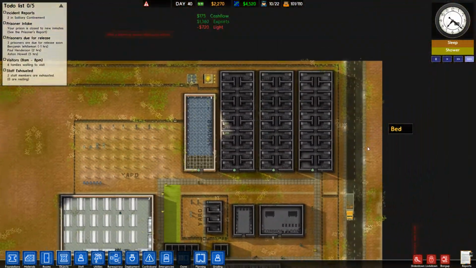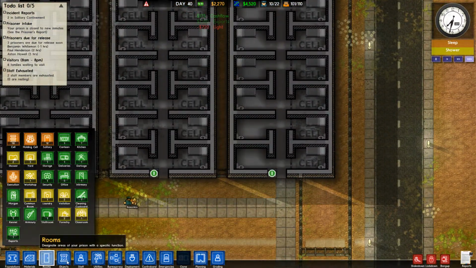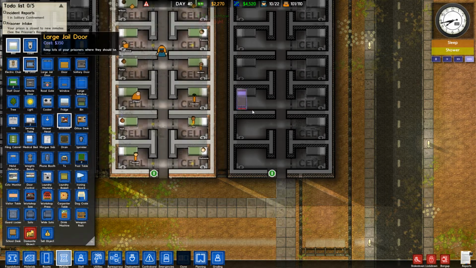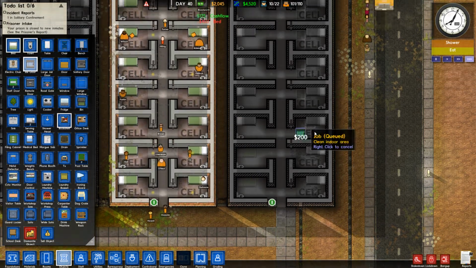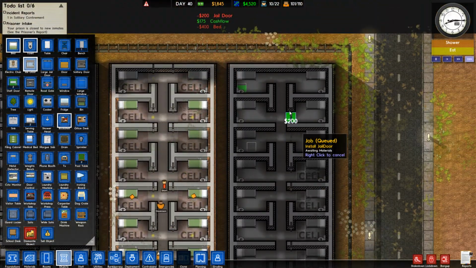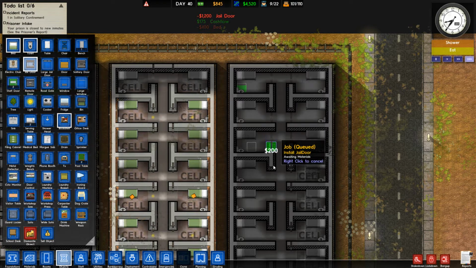There, and that's that done. Finish up with these beds. Throw in a couple of jail doors, get these cell blocks operational. Finally.